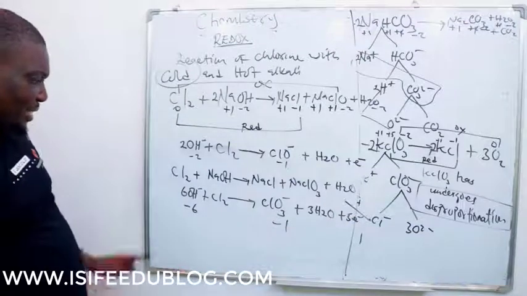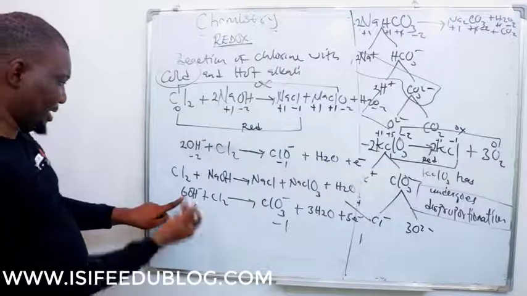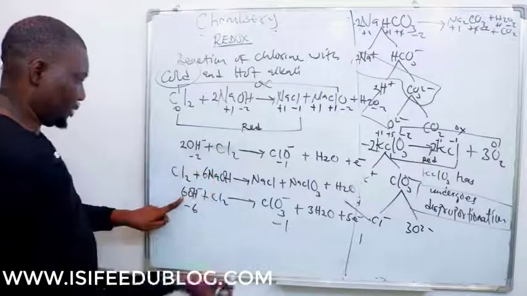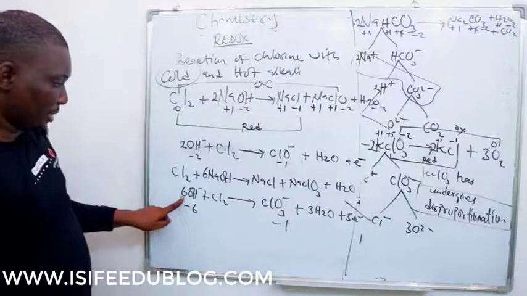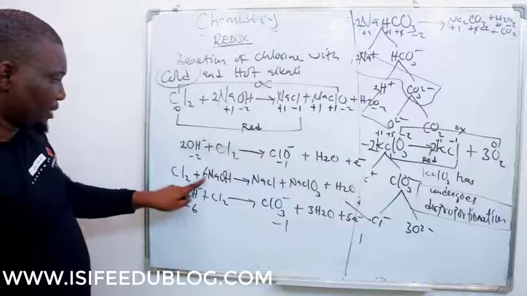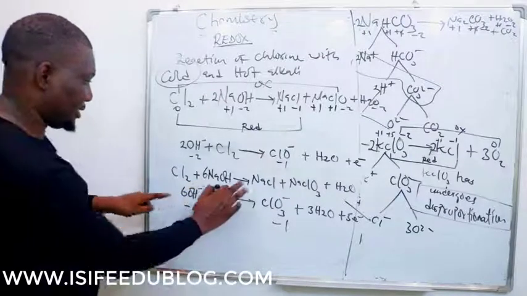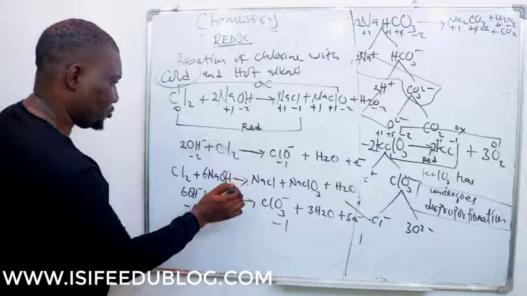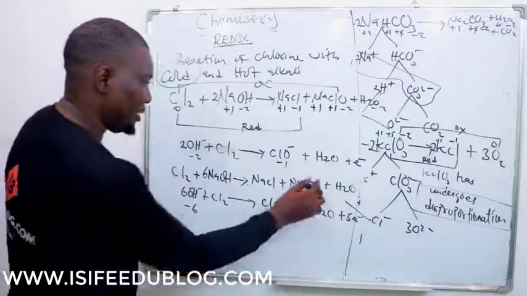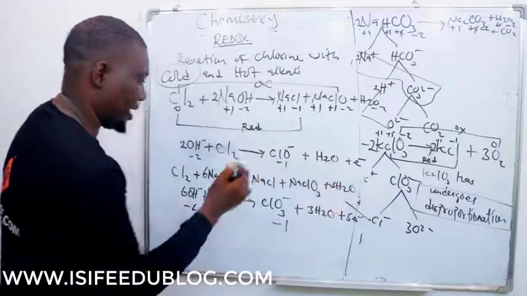To balance this one is very, very simple. Since this is 6 here, 6 will go here as well. Since 6 has gone here, I'll make sure that this is balanced. How many water molecules are here? 3 should be here. This is what I have here.